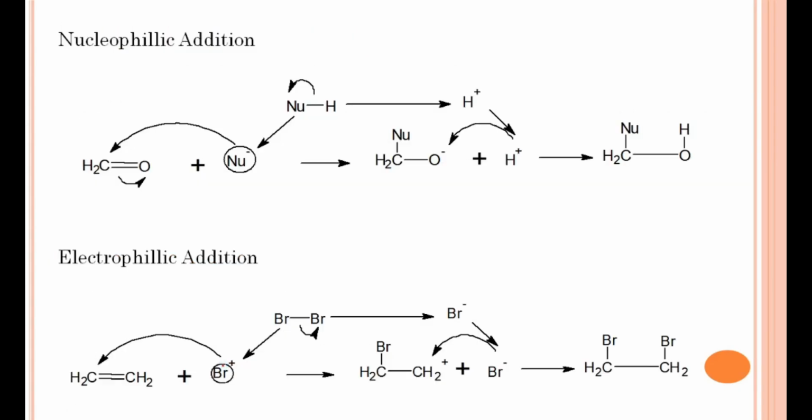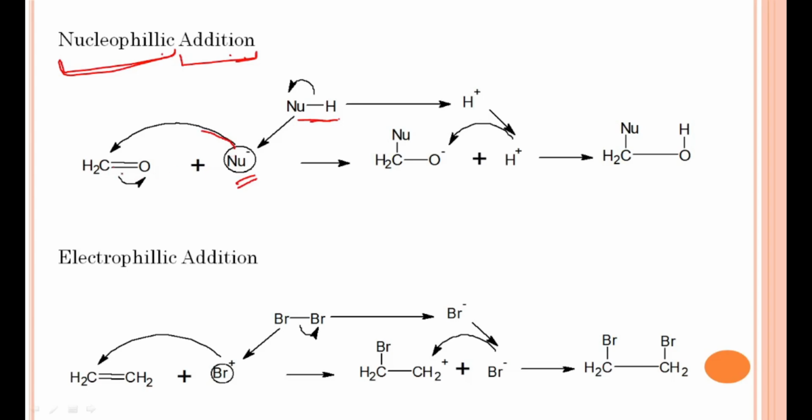Okay, the first category, nucleophilic addition reaction. If the addition reaction occurs by generating a nucleophile and this nucleophile attacks the compound, then it is called a nucleophilic addition reaction. Here, this is the generation of nucleophile. Hydrogen is getting a positive charge. This is a heterolytic cleavage. The bonded electron goes to the nucleophile, forming a negative charge. This nucleophile is attacking the compound.